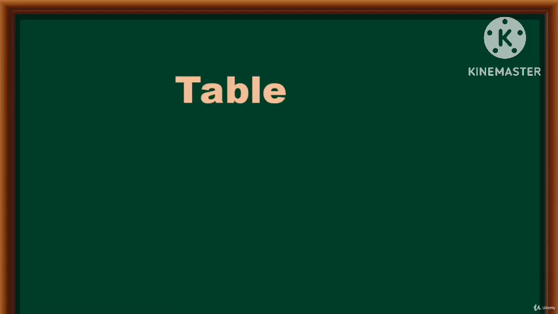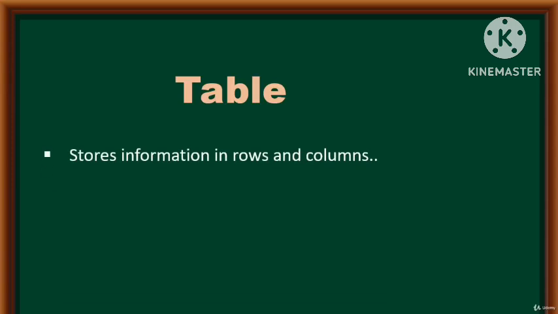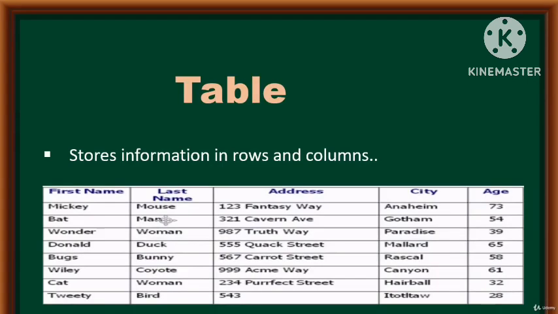So we now know that a database stores information in a table. What is a table? A table basically stores information in rows and columns, just like in an Excel spreadsheet. So if we take a look at the illustration I showed you previously, we can see that this is a database that consists of a table, and the table has information in rows and columns.